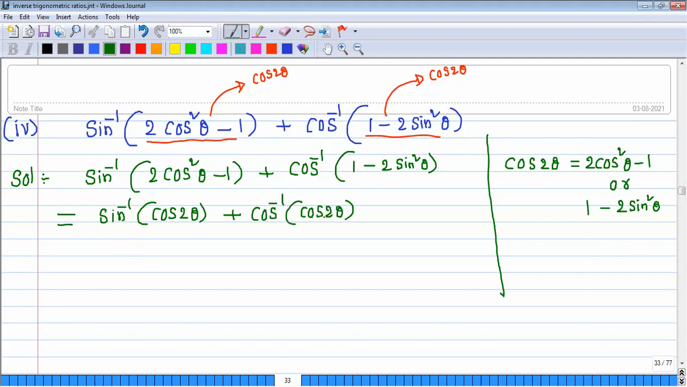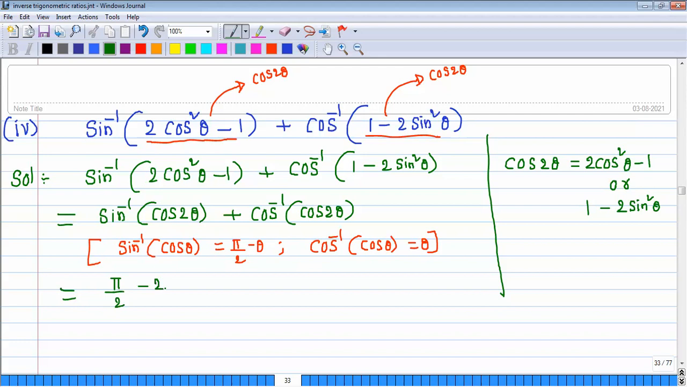Here two formulae need to be applied. So what are the formulae we have? Sine inverse of cos theta equals pi by 2 minus theta. Am I correct? Yesterday we have studied. Cos inverse of cos theta is equal to theta. So using this concept, the first term we can write pi by 2 minus 2 theta. Minus 2 theta plus 2 theta cancel. 90 degrees, or pi by 2, is the answer.